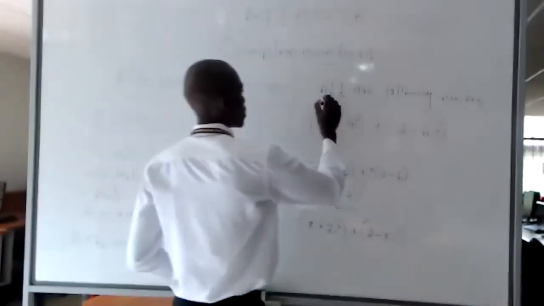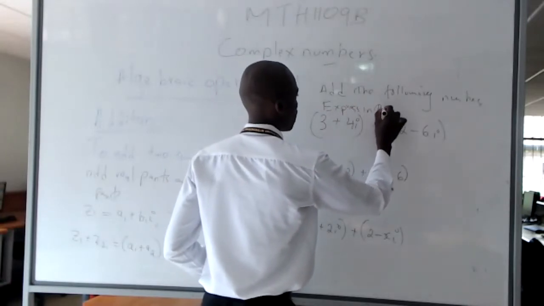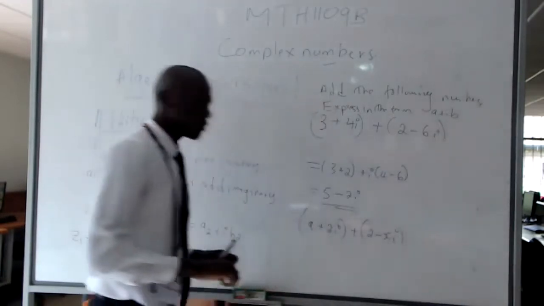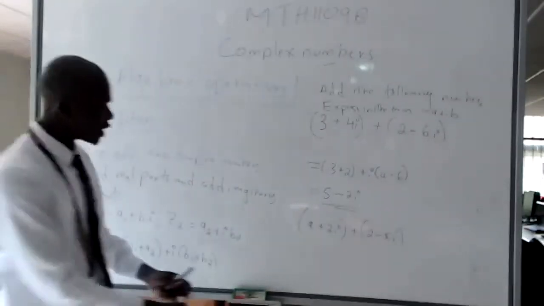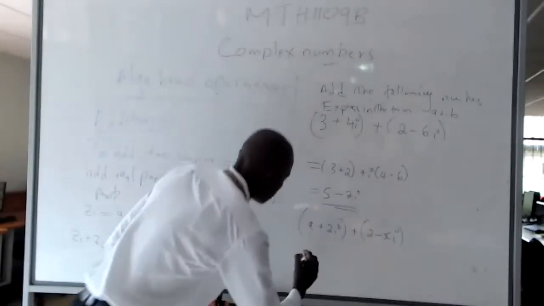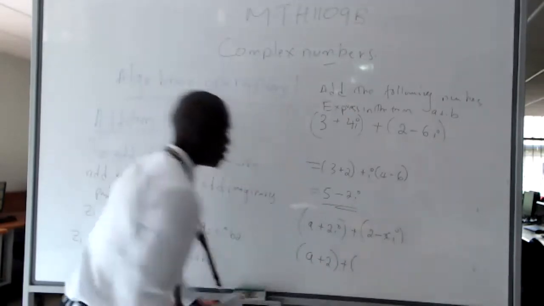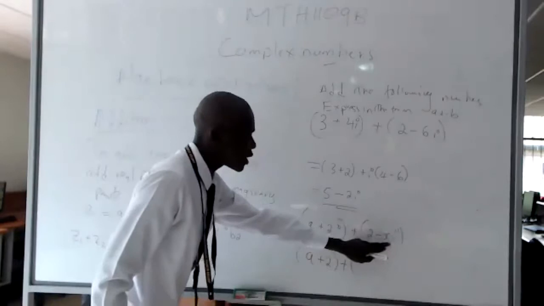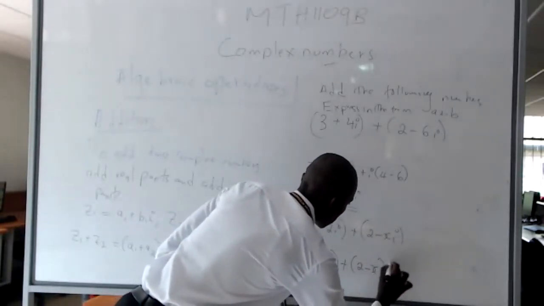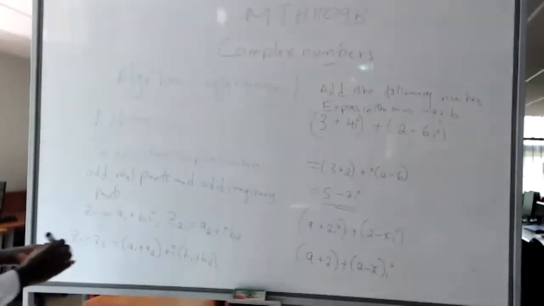Remember here, I could also ask you, instead of saying add, I would just say express in the form a plus ib. So first thing, identify the real part of the first number. The real part of this is A. The real part of this is 2. So add them, you get A plus 2. The imaginary part of the first is 2. The imaginary part of the second is negative x. So plus 2 minus x i. So the sum of this is A plus 2 plus (2 minus x)i.